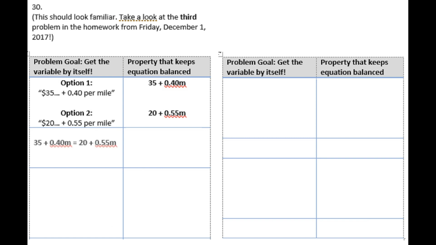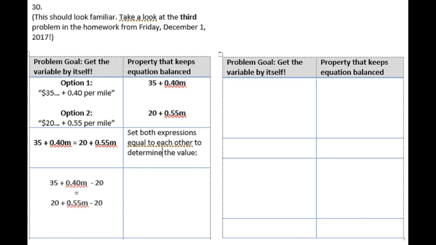We're comparing two different rates. So $35 a day plus 40 cents per mile. And our second option is $20 a day plus 55 cents per mile. So we set our two equations equal to each other. 35 plus 0.4 m equals 20 plus 0.55 m. We set them equal to each other.